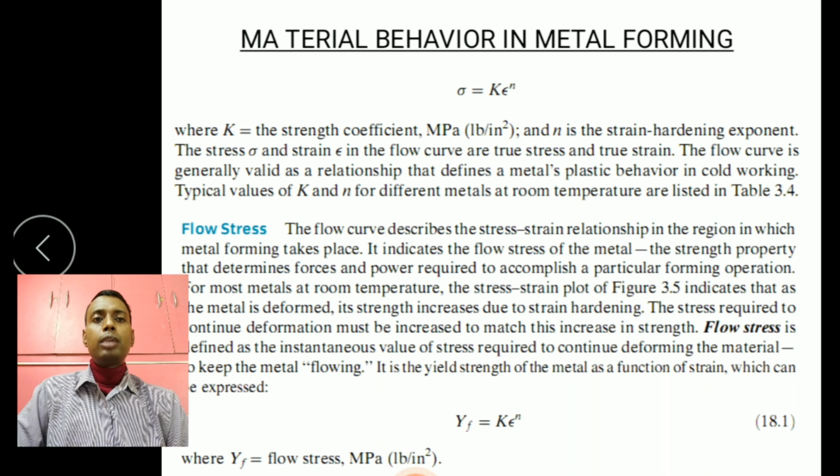Okay. So sigma equal to K epsilon to the power n. What is that? K equal to strength coefficient. This is basically in MPa, megapascal. Sigma, all of you know, is the stress, and epsilon is the strain. n is the exponent. Now I discuss flow stress. The flow stress, that is YF equal to K epsilon to the power n.